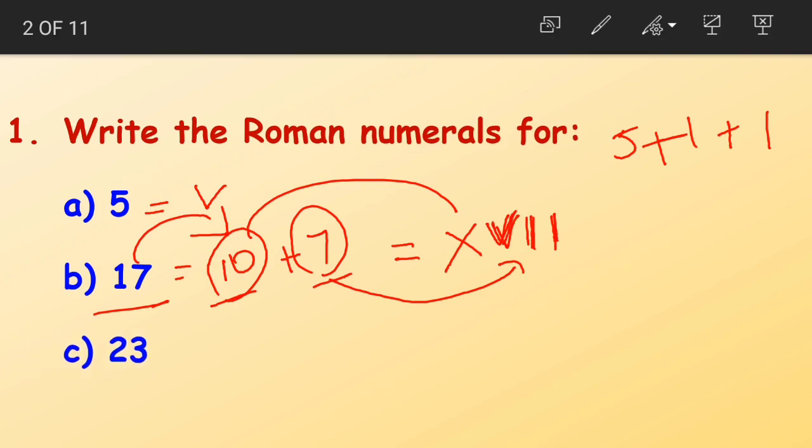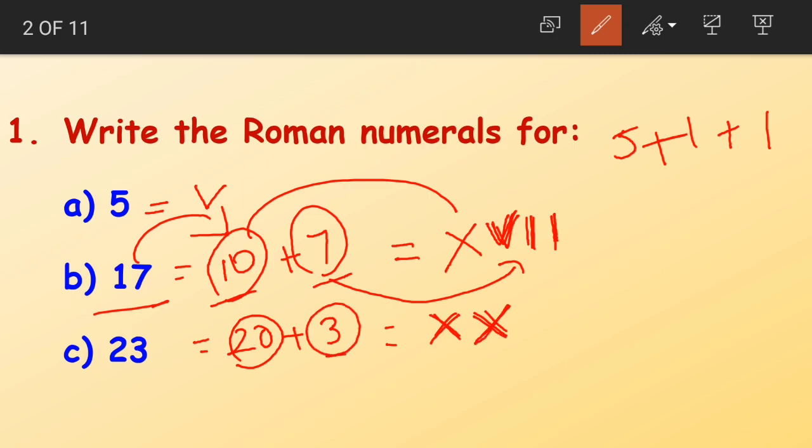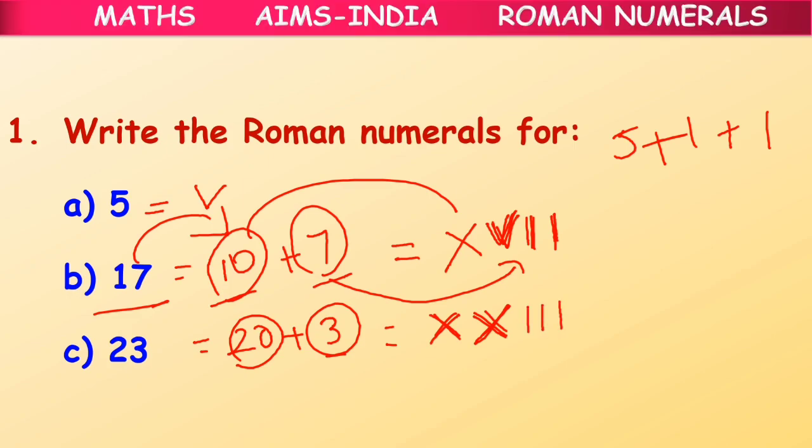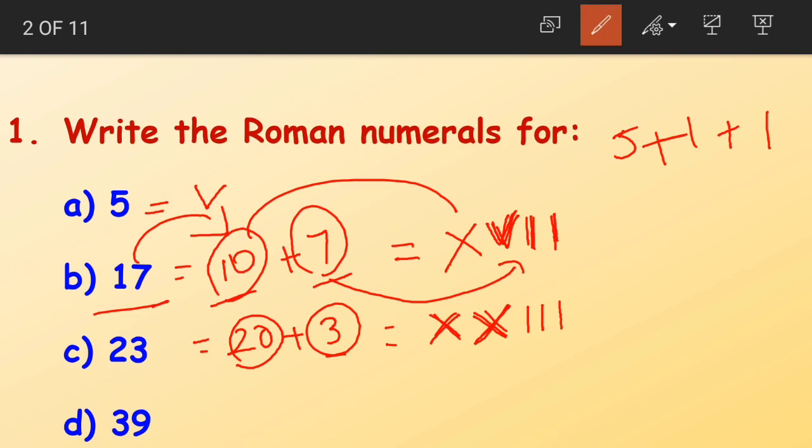The third one is 23. Again write the expanded form, 20 plus 3. Now how do we write 20? 10 plus 10 is equals to 20. Understood children? XX. Then 3. How do we write 3? III gives us 3.